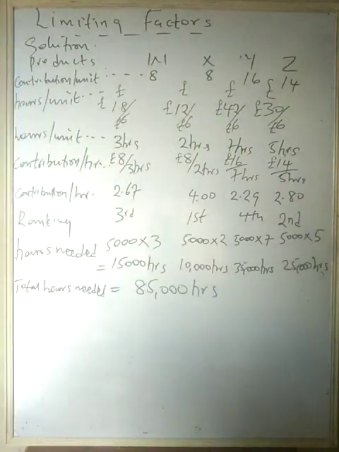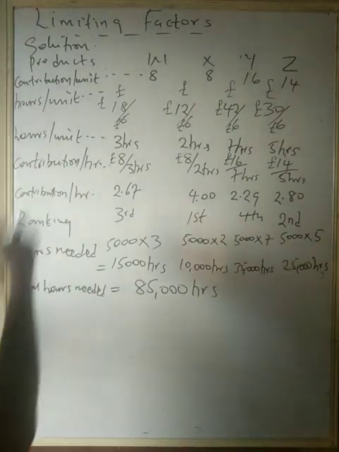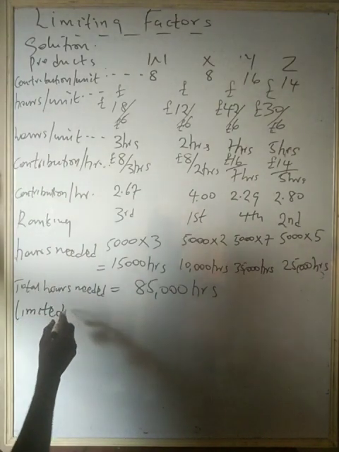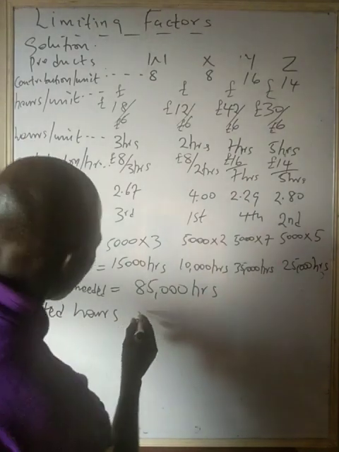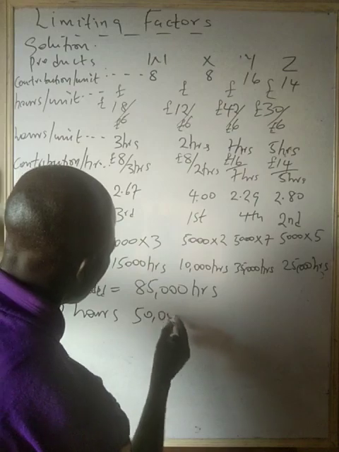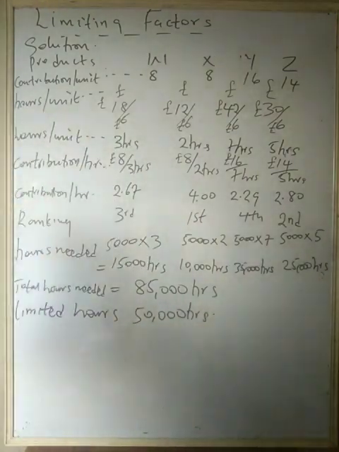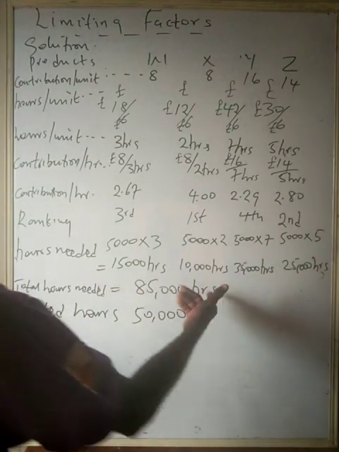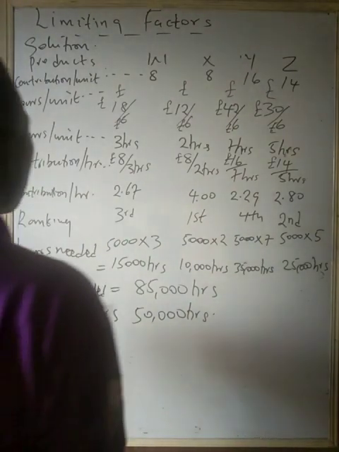hours. What is the limited hours? If you add 15 plus 10 plus 35 plus 10, that gives us 35 hours. What is the limited hour? That is 50,000 hours. That means we need to drop some product because the total hour needed is now 85,000 hours, and the limited hour is 50,000 hours. That means we are going to drop some. We cannot produce all the products.